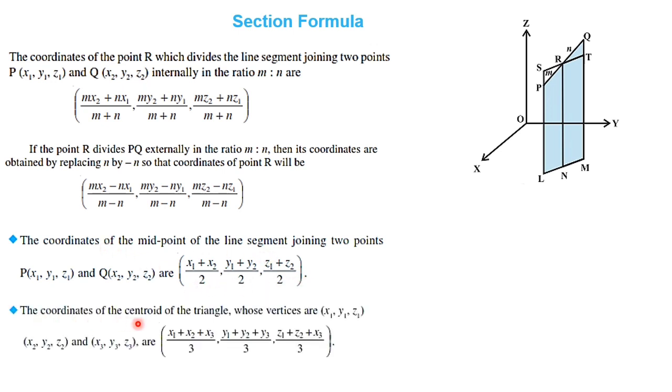Then the coordinates of the centroid of a triangle whose vertices are (x1, y1, z1), (x2, y2, z2) and (x3, y3, z3). Even in class 10 we learned this in coordinate geometry. There of course we use two coordinates, but here in three dimensions we will use three coordinates. The same thing, only the expansion up to z. That is (x1 + x2 + x3)/3, (y1 + y2 + y3)/3 and (z1 + z2 + z3)/3. That is the centroid of the triangle.